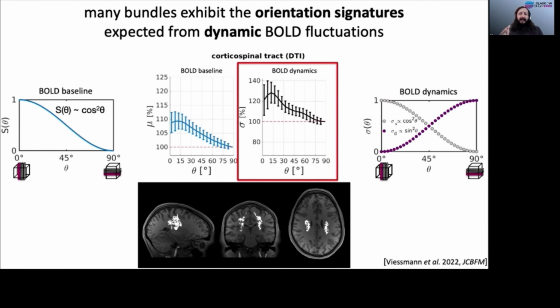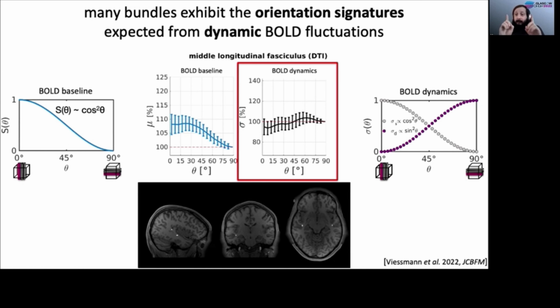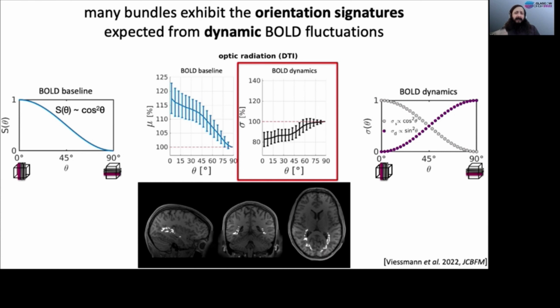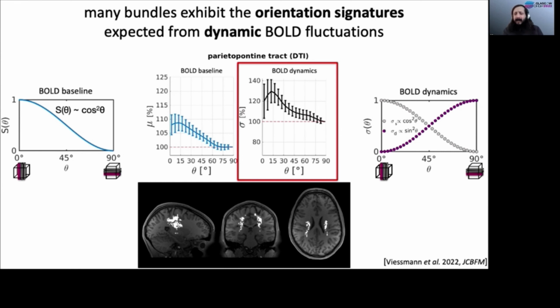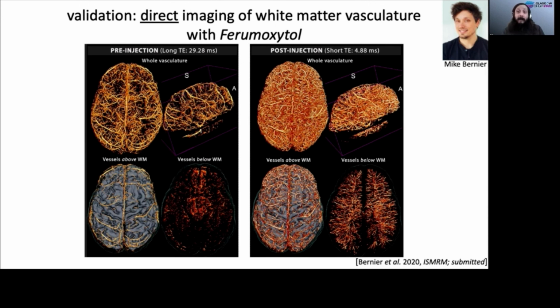So this tells us that the blood vessels do appear to run alongside many of the white matter tracts, which would cause BOLD responses to vanish in any locations where the tracts are parallel to B0. But why do we see a clear orientation effect in the BOLD dynamics in some tracts and not others? So to try to understand this, we sought to directly image the white matter vessels along with the white matter tracts. So this is work from Mike Bernier while he was in the lab.